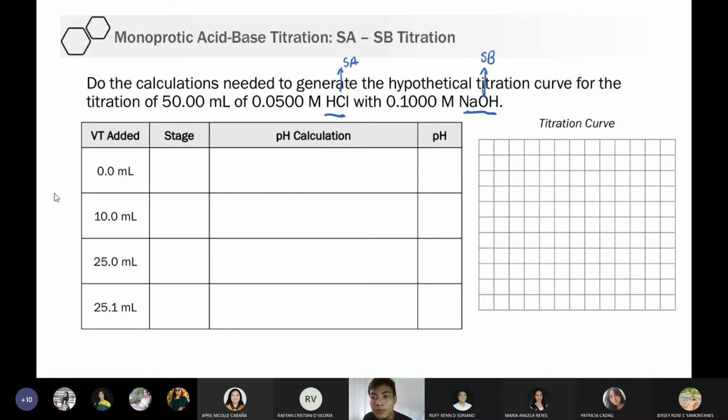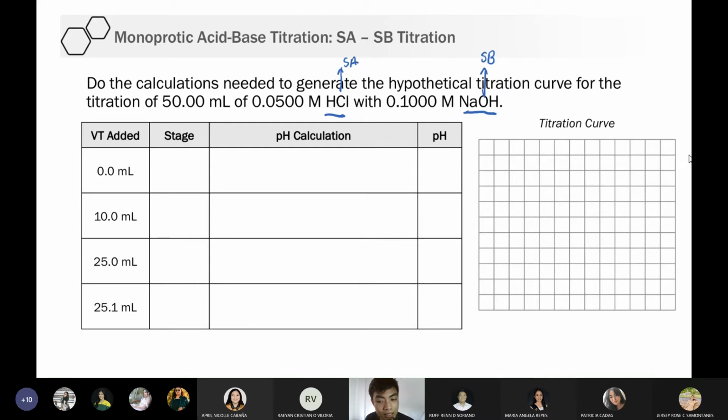Okay? So, ganun gagawin mo. Alamin mo ano yung substances ko. HCl, strong acid yan. NaOH, strong base. So, strong acid, strong base titration to. Next question. Sino ang analyte? Sino yung titrant? Okay? Sino ang analyte? Sino ang titrant?